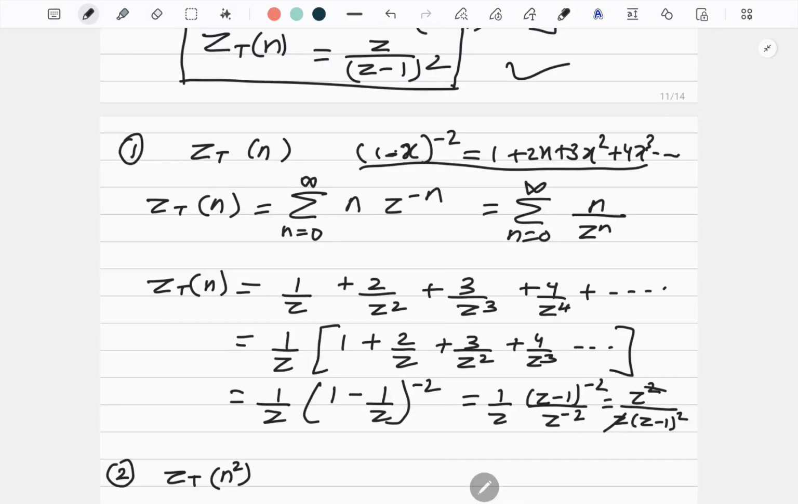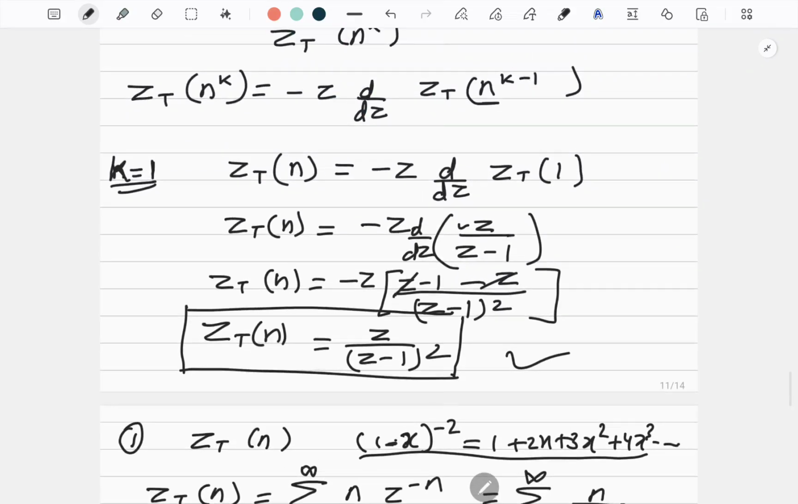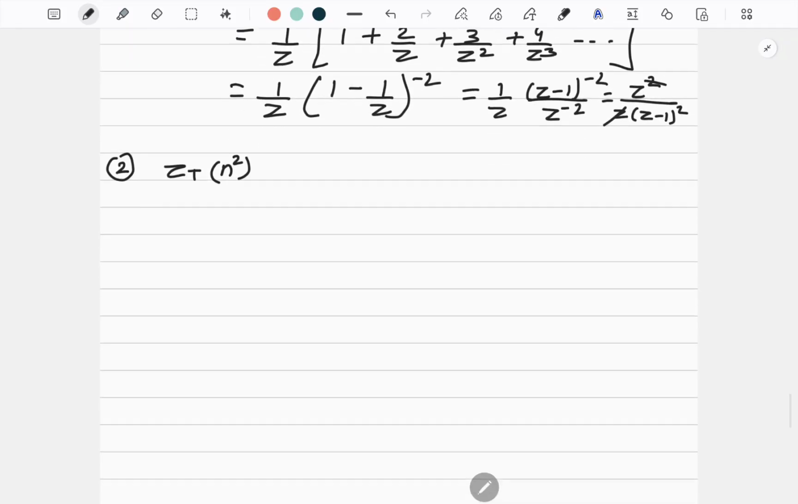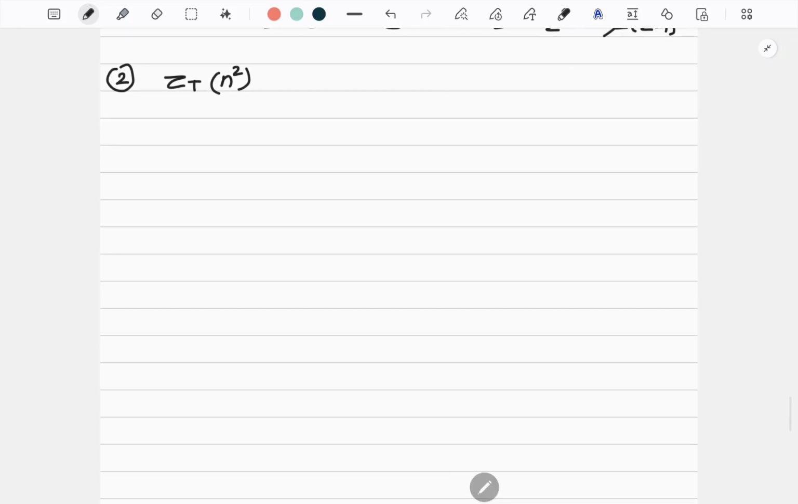So this is a direct way if you don't want to use the formula, and otherwise this is the best way. You remember the formula and use it. Why do you need to remember this formula? Because n is easy to do, but when you do n square, it becomes very lengthy. So it is best to apply the formula in that case.